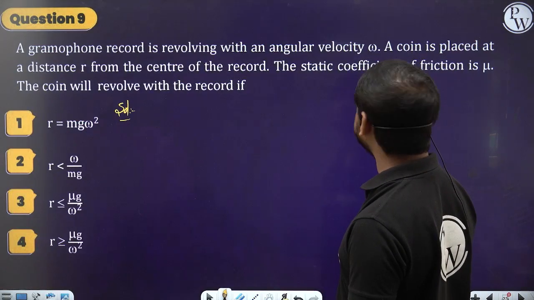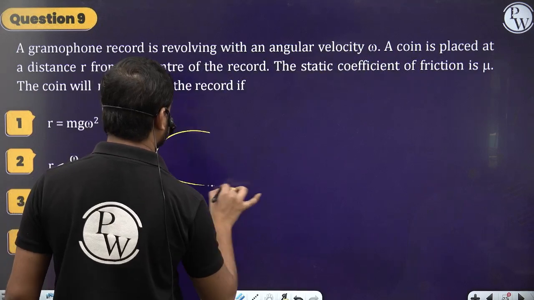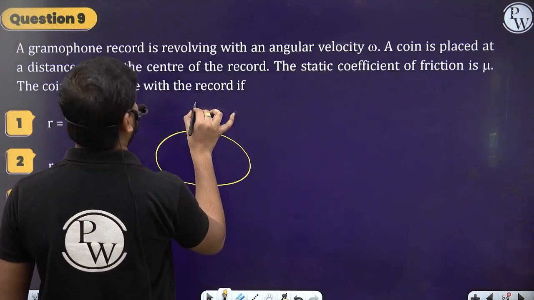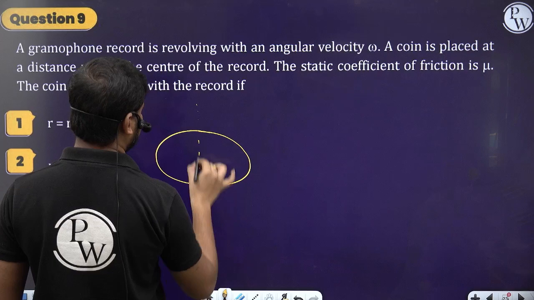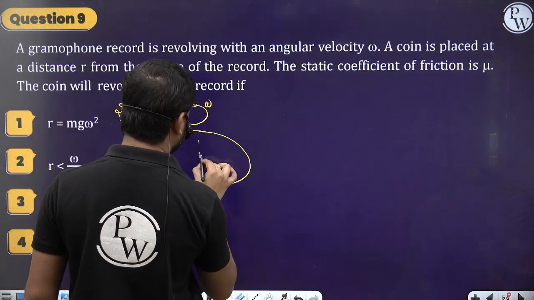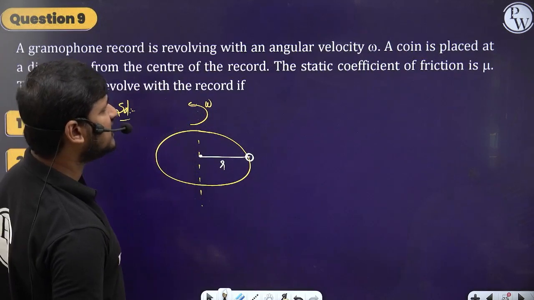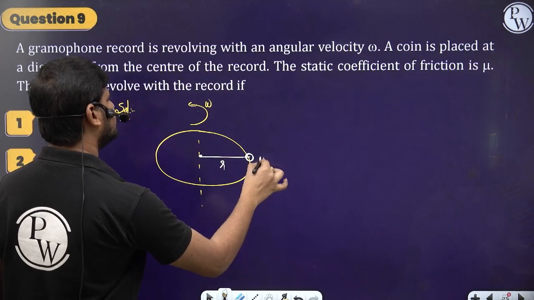So a coin is placed at a distance r from the center of the record. Let's suppose this is a gramophone, which is revolving with an angular velocity omega. The coin is placed here at the distance r. The static coefficient of friction is mu.